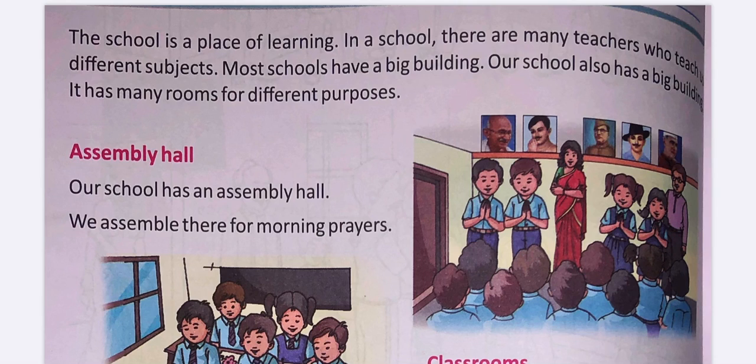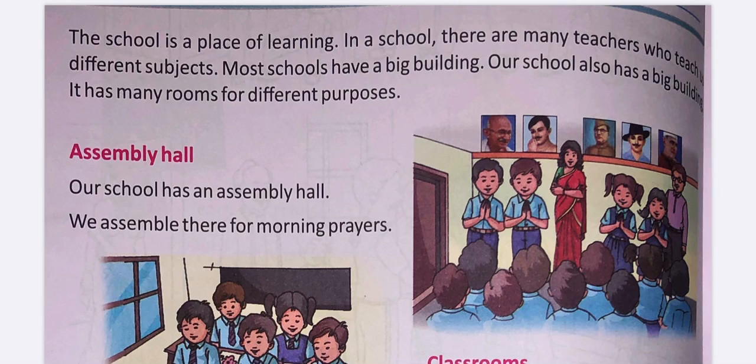Let us find out how many rooms, or what the rooms are, that we have in a school. The school is a place of learning. In a school, there are many teachers who teach us different subjects. Most schools have a big building. Our school also has a big building. It has many rooms for different purposes. Now, in a school, there are many different rooms that serve different purposes. So, let us read and find out how many rooms a school generally has and what purpose each room serves.